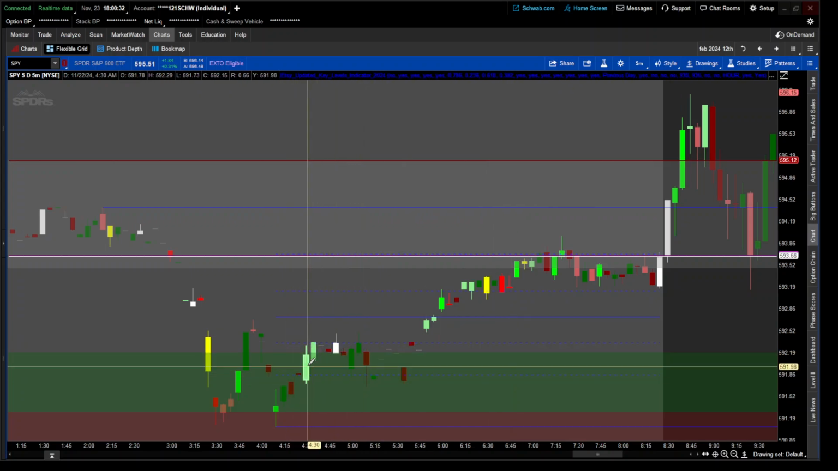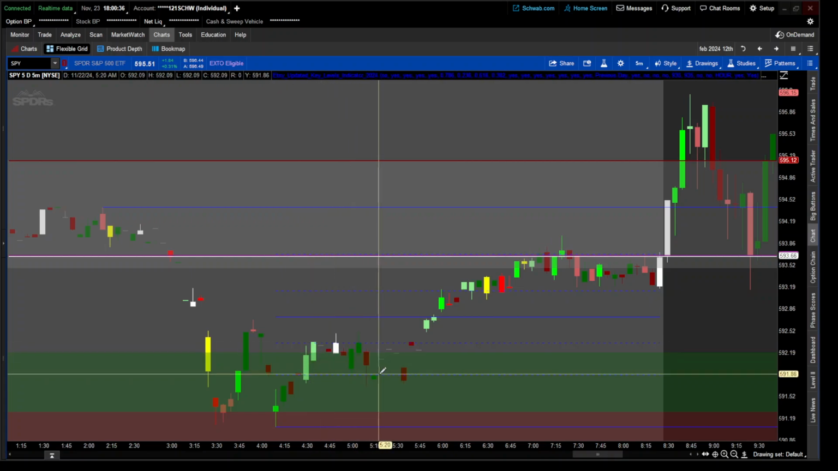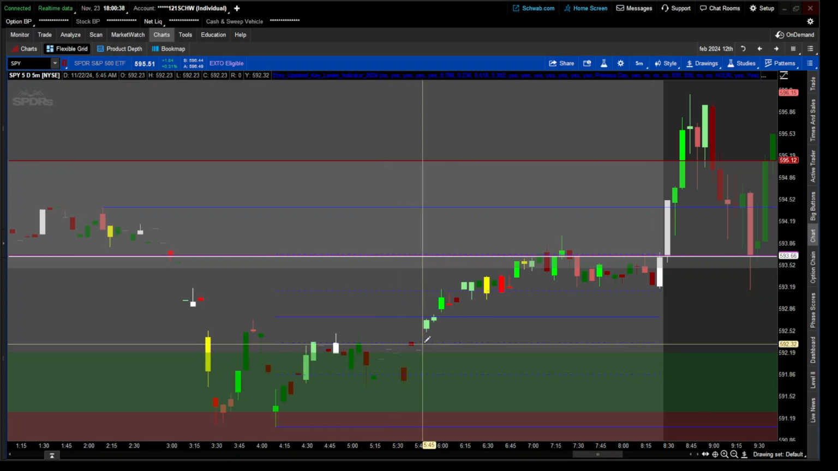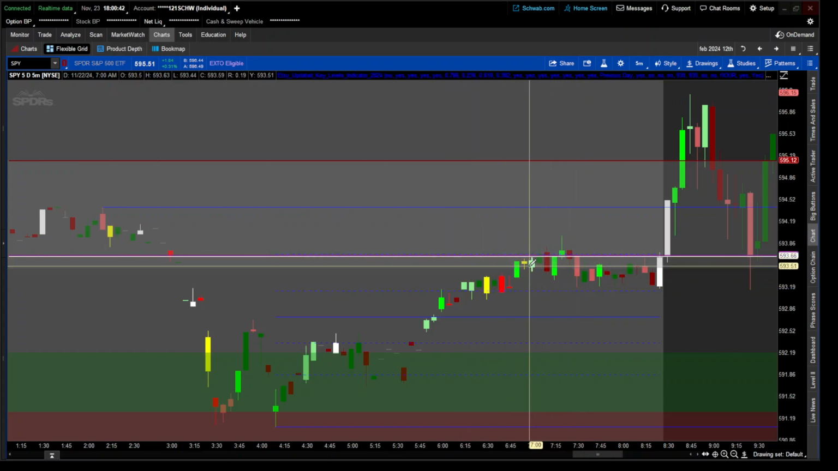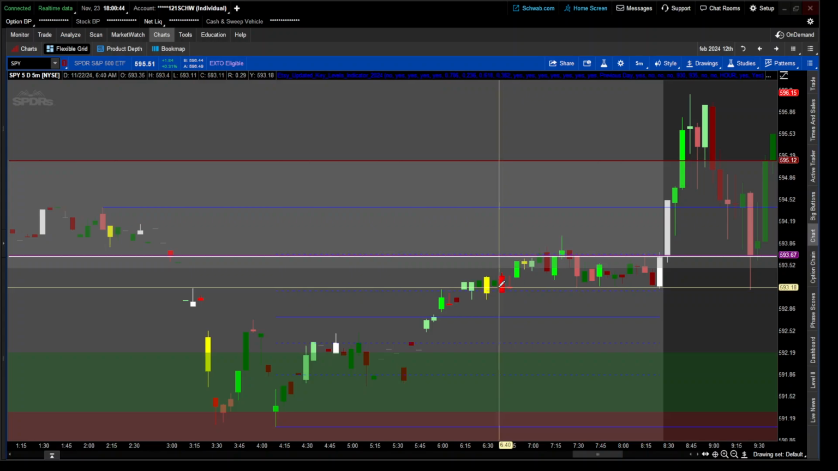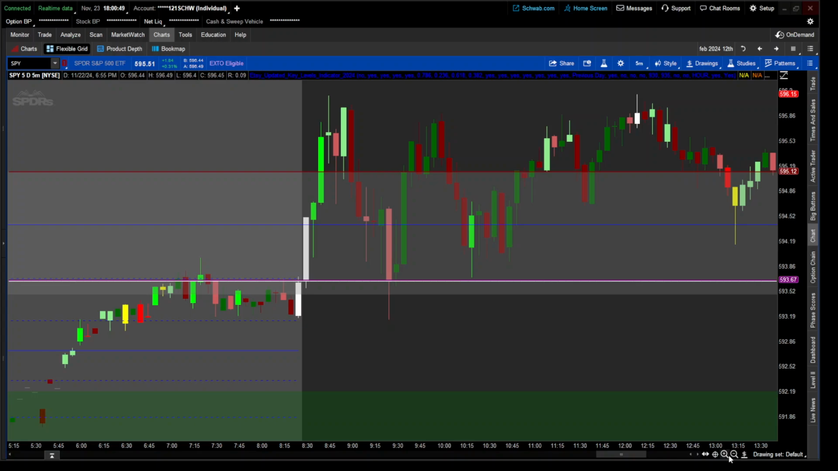You can see where it hit the 38.2 and your 263 fib right here, and then finally broke above, got back above the midpoint, struggled with the 78.6, and found support at 61.8 where it tested it here.